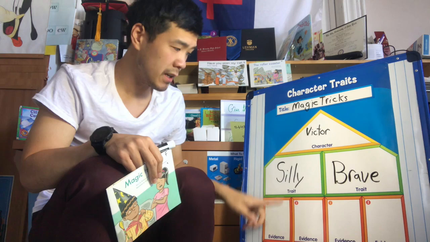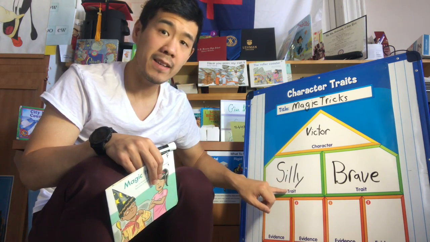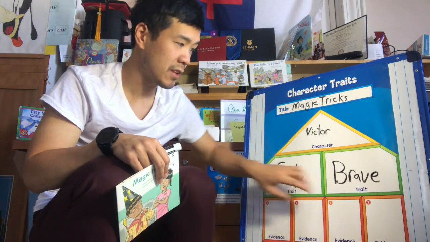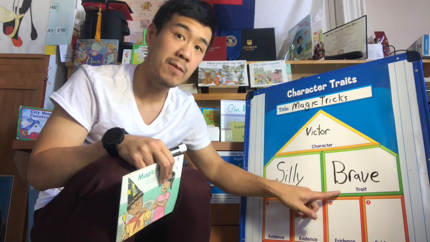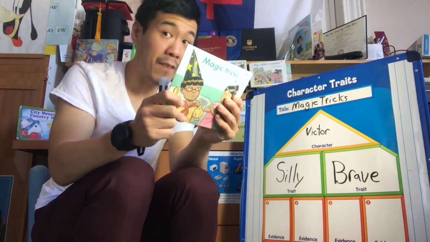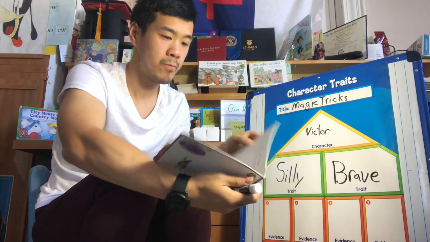So Victor is silly and he's brave. Now I'm going to need two pieces of evidence that tell me why I say he's silly, and two pieces of evidence that tell me why he is brave, okay? Well, I know he is silly. Remember, evidence. I need to use the book to help me tell why he's silly, okay?